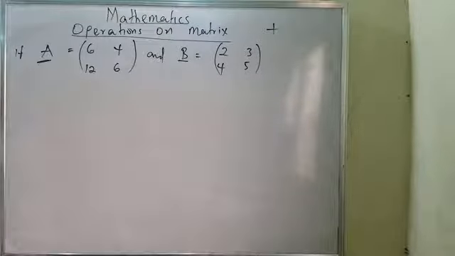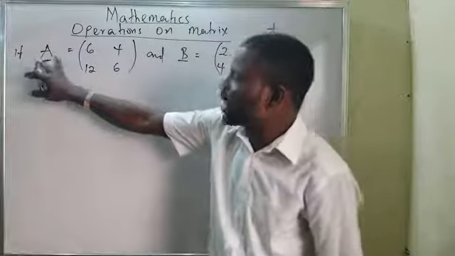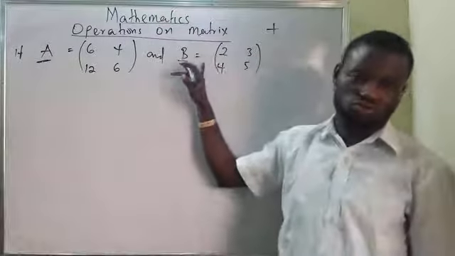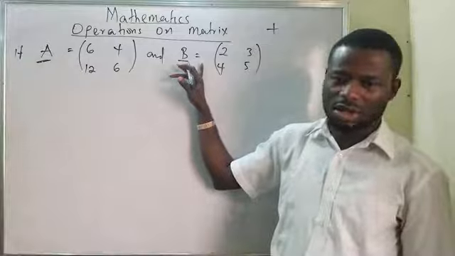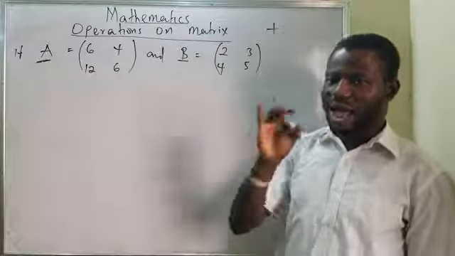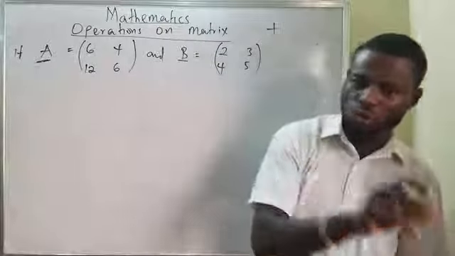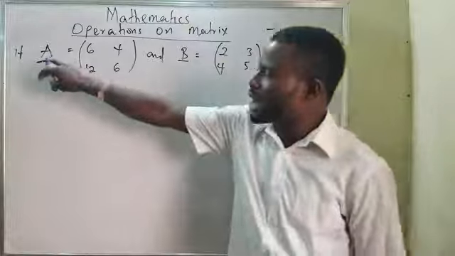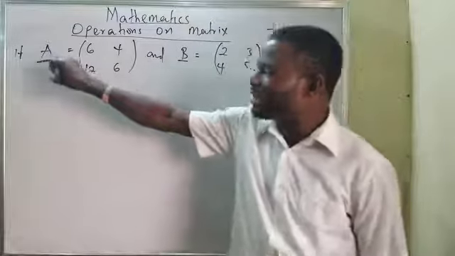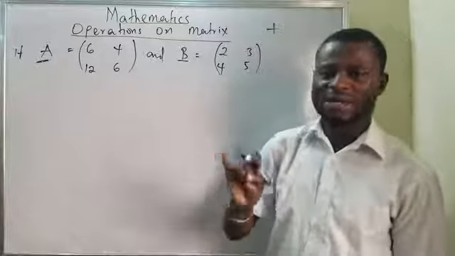Take note of this information: you cannot add when this one is 2 by 2 and this one is 3 by 2. It's not possible. Let me give you the cases. One is matrix plus scalar, which is not possible. Number 2, you cannot add up when they are not of the same order. You cannot add up when they are not of the same order.